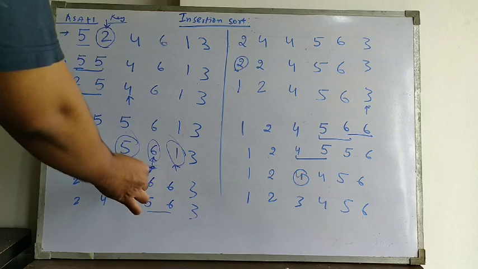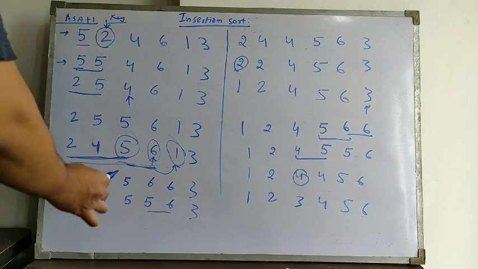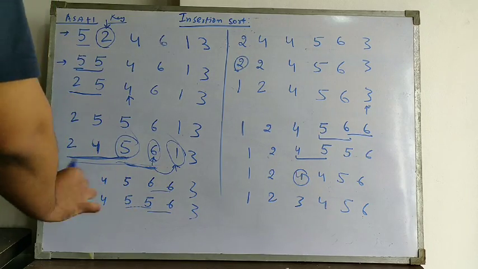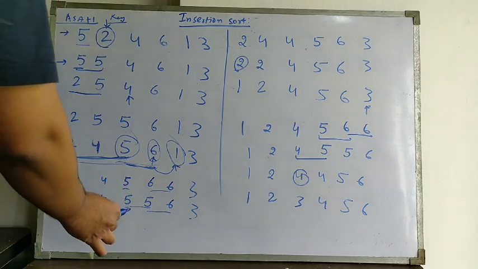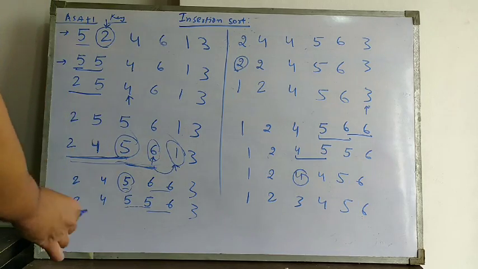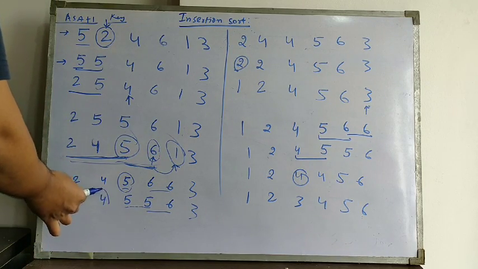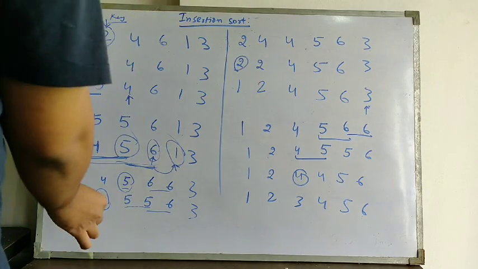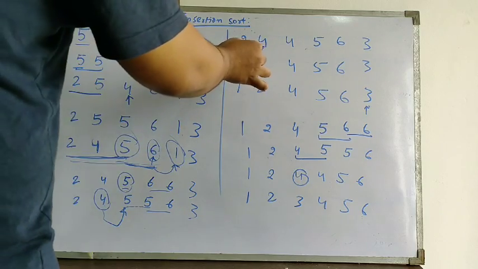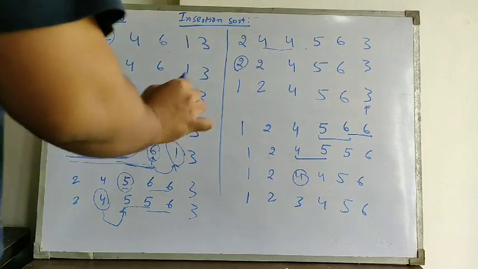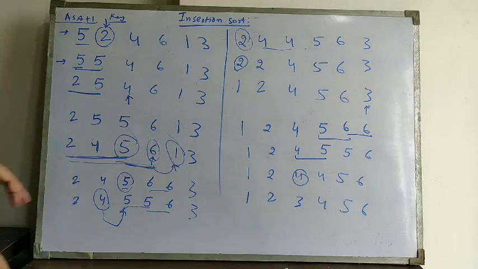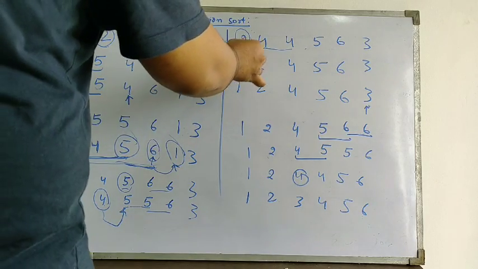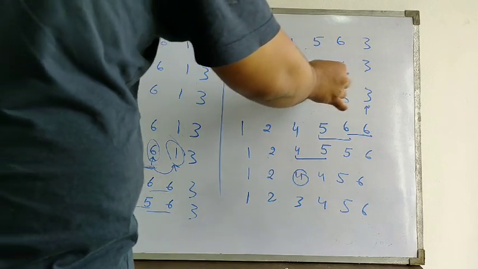So I will shift 6 to the right, then I shift 5. When I shift 6, this will be 6 and 6, and 2, 4, 5. Now I need to shift 5 to its right position because 5 is greater than 1. This will be 5 and 5. Now I reached 4, which is greater than 1, so I need to shift 4 to its right position. So when 4 comes here, it will be 4 and 4, 5, 6 and 3. 2 is greater than my current key, so I need to shift 2 as well. So 2 will come here: 2 and 2, 4, 5, 6 and 3.